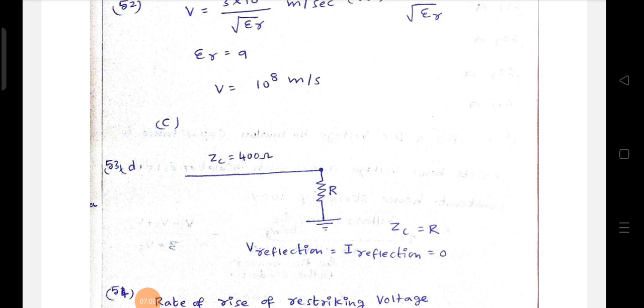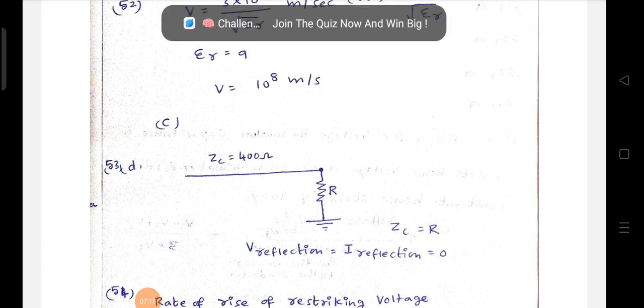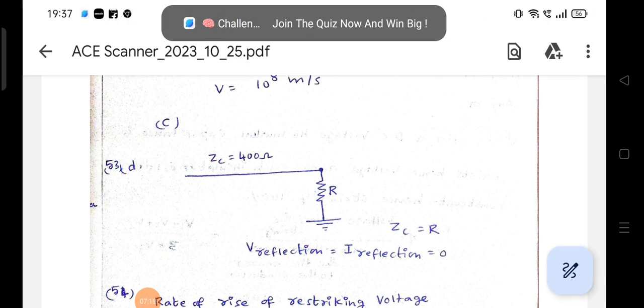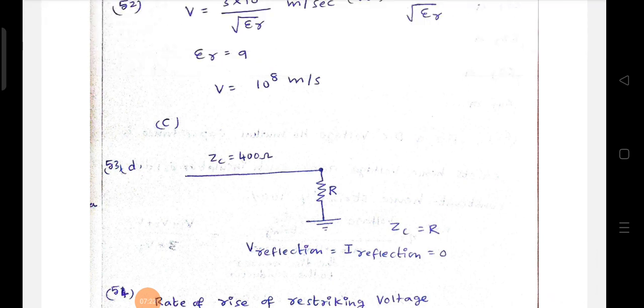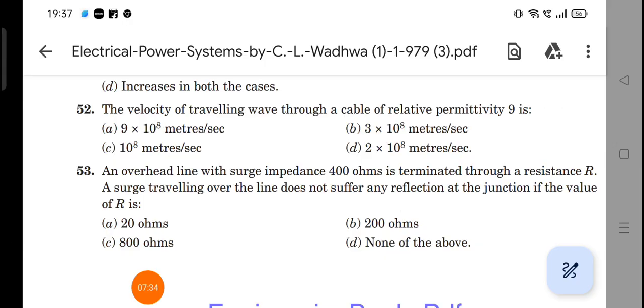That means here there is no reflection takes place means no change in impedance. That means whatever the line impedance is present, that impedance is equal to the load impedance, then only no reflection takes place. That means when ZC is equal to R, then only no reflection takes place. That means R value here is 400 ohms, that is correct. First option is 20 ohm, that is not correct. Second option 200 ohms, that is also not correct. Third option is 800 ohms, that is also not correct. That means none of this is correct.